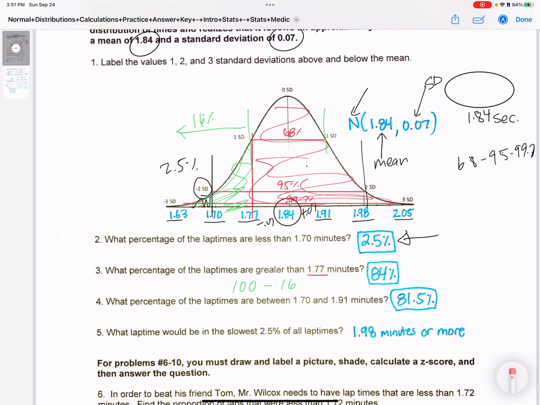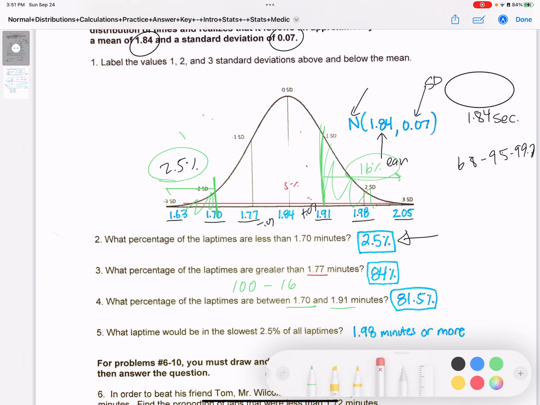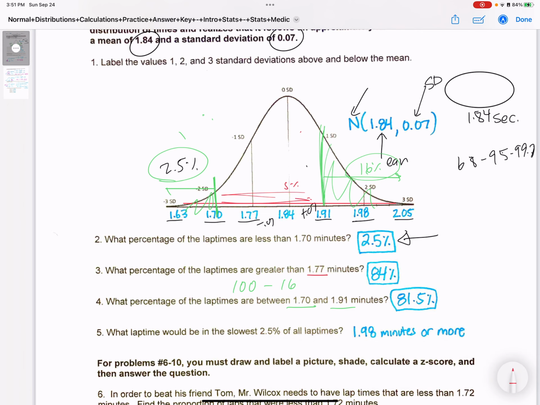All right, so for the next one, let me erase and get it clean. There we go. What's the percentage between 1.7 and 1.91? 1.7 is 2 standard deviations lower than the mean. 1.91 is 1 standard deviation above the mean. So I'm just going to again say, remember, that's 2.5%. And then for 1 standard deviation, that's 16%. So it's all but this area here. Again, the green area is the area it doesn't want. And it wants this red area, which is kind of unusual. Usually it's the red it doesn't want, but it's the red it wants. So it's 100% minus, it doesn't want the 16 plus the 2.5, which gets me the 81.5.